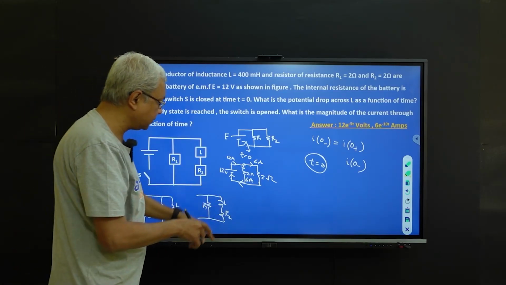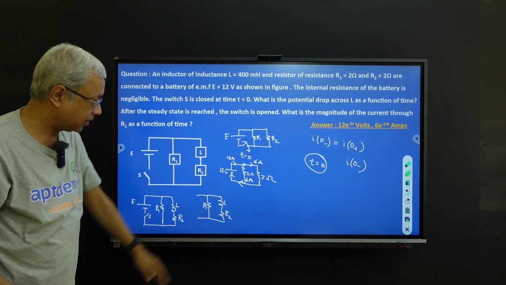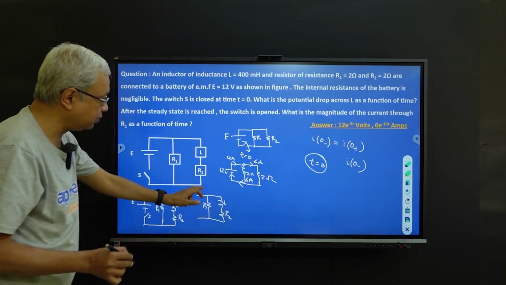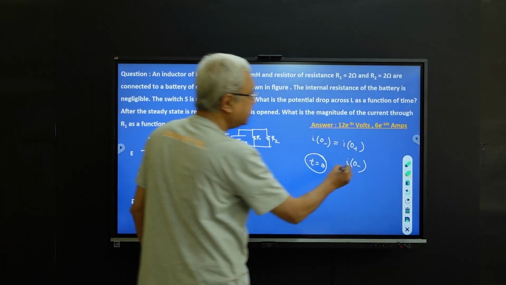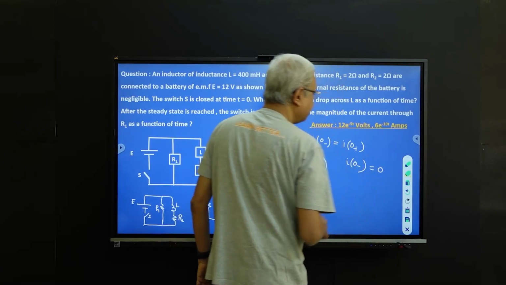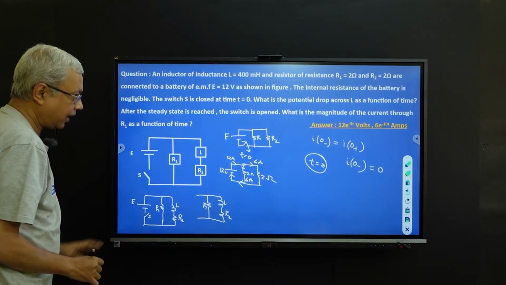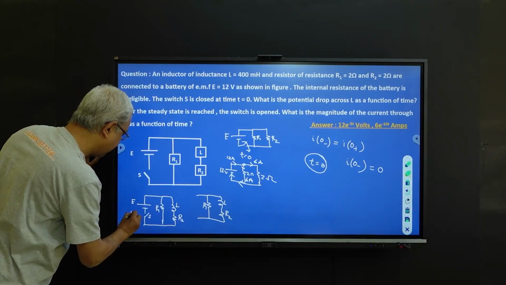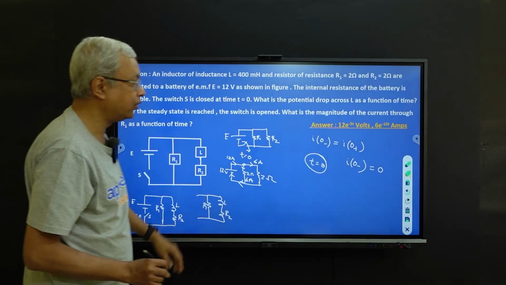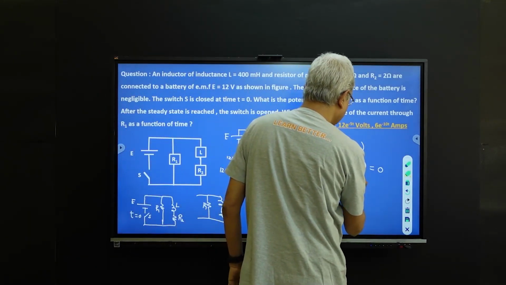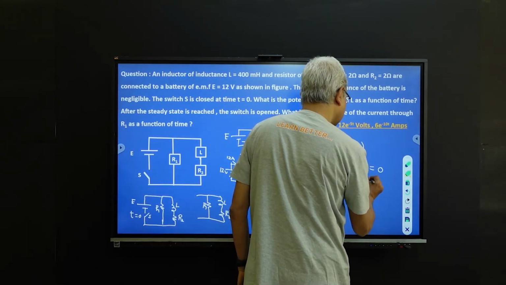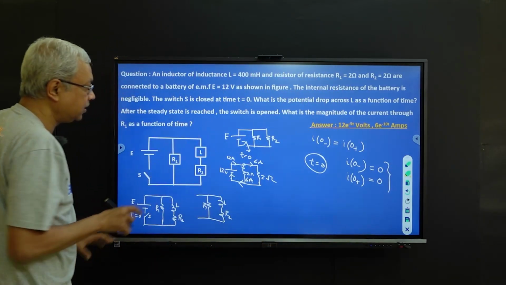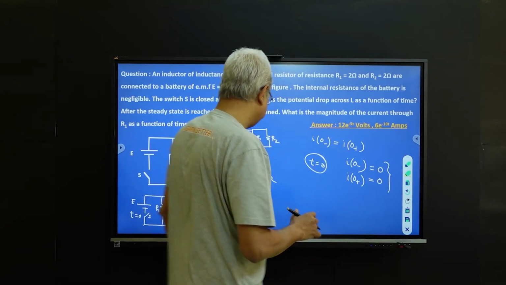Therefore, in both the branches of the circuit, there will be no current. Current will be 0 in both the branches. Therefore, I0 minus, I can put 0. And therefore, immediately after switch on, you remember at t equal to 0 the switch is made on, I0 plus has to be also 0 by virtue of the inertial property of the inductor.